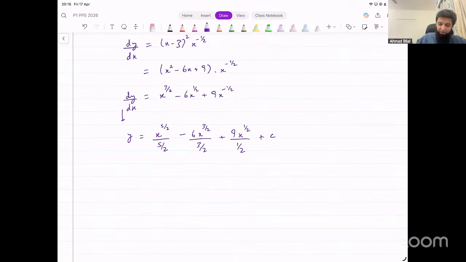Now, simplify this a little. Take 2 to the numerator, and that will become 2x raised to power 5 over 2 divided by 5 minus 12 over 3. Let's cancel it out. This gives you 2, and then this 2 goes to the numerator, and that gives you 4. So you've got 4x power 3 over 2. This 2 goes to the numerator, and we get plus 18x power 1 over 2 plus c. This is what the function turns out to be.